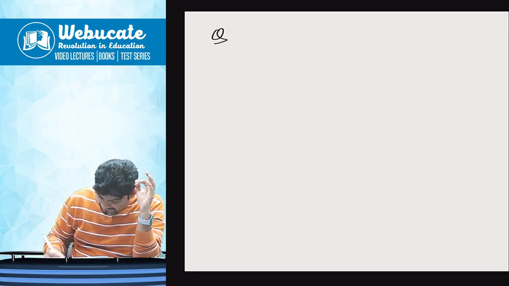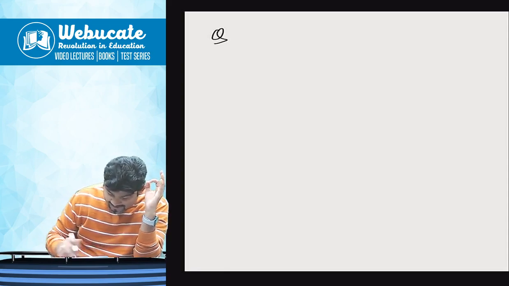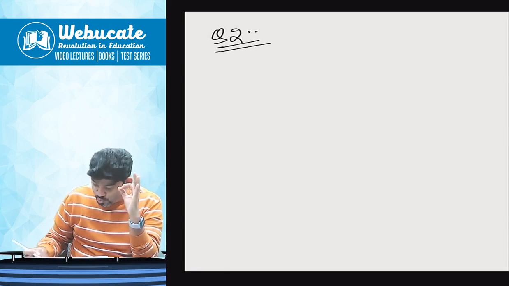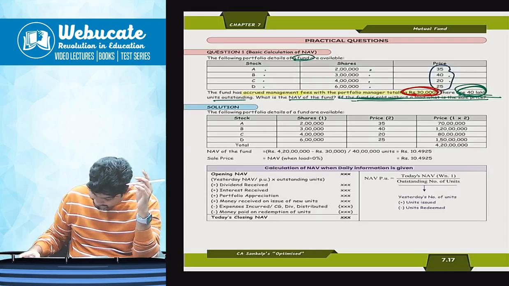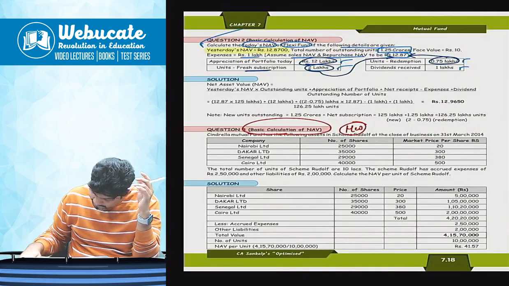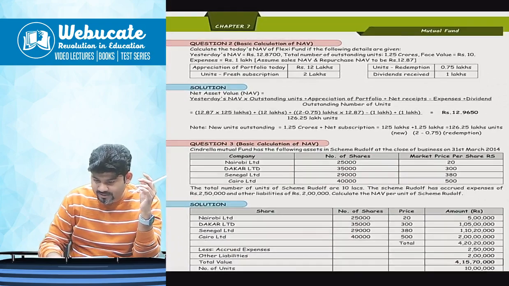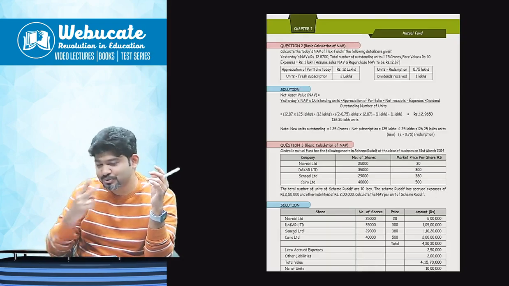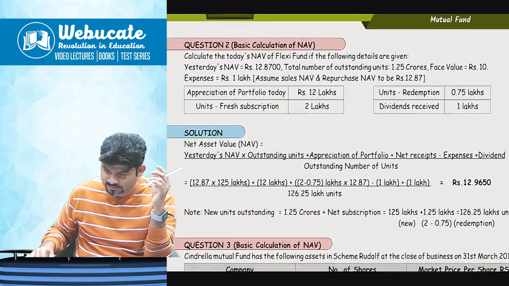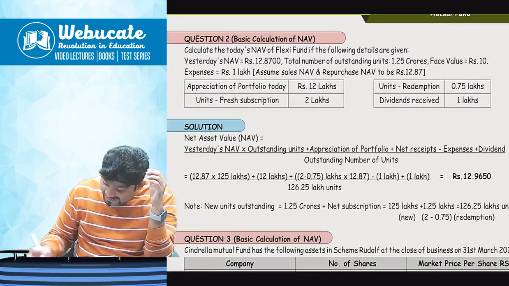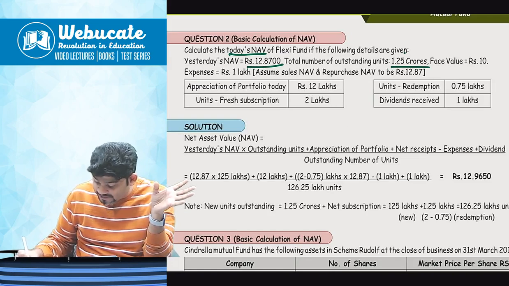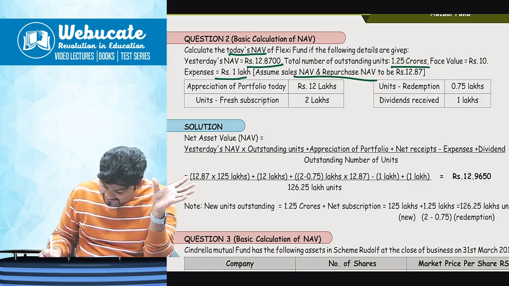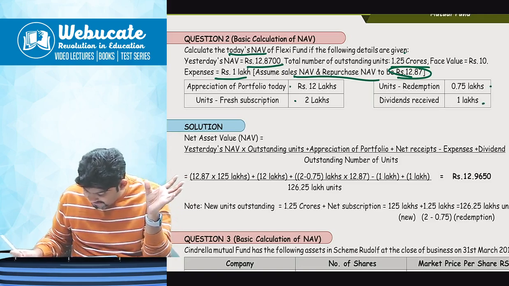On that note, everybody on your own is going to solve question number 2 of our book. So please open this. Question number 2: Calculate today's NAV of Flexi Fund if the following details are given. Yesterday's NAV per unit is given. Total number of units outstanding. Expenses. NAV repurchase value. Appreciation. Units freshly issued. Redemption. Dividend received.